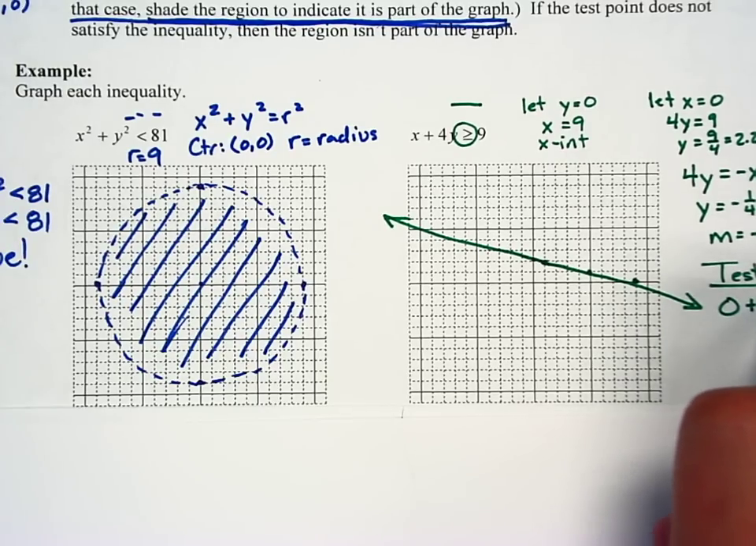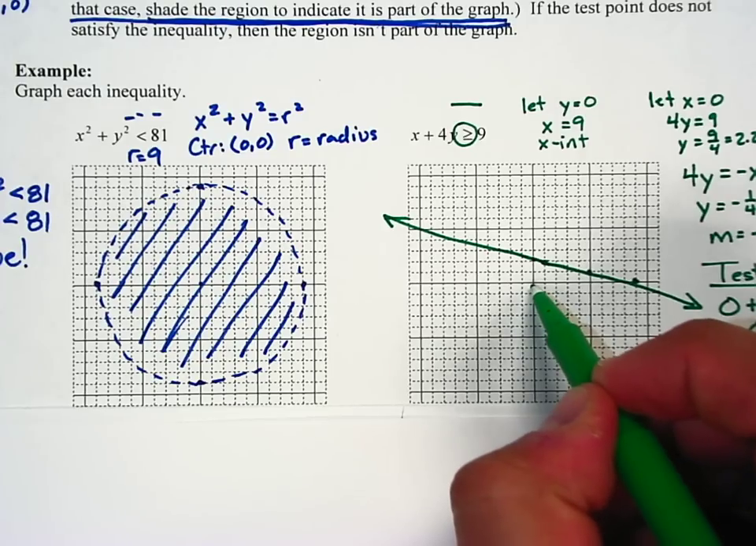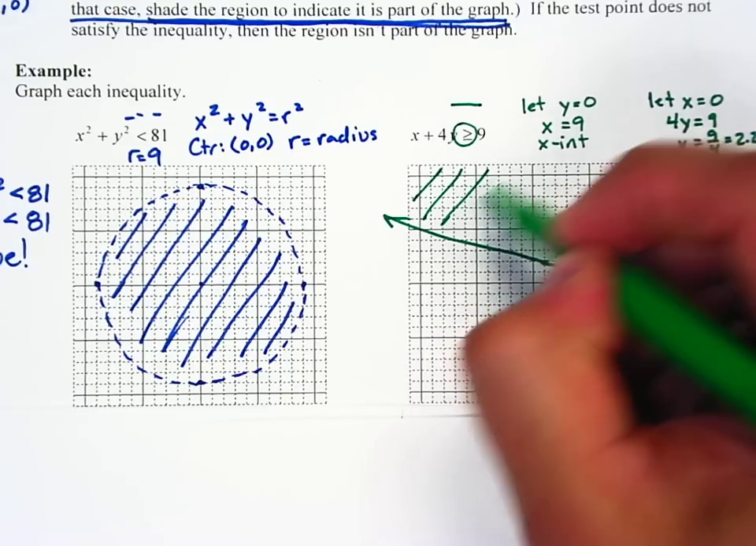0 plus 4 times 0 is greater than or equal to 9. That means 0 plus 0 is greater than or equal to 9. 0 is greater than or equal to 9. That's false. So what that means is my test point is here. That's not in the solution set, so I'm going to shade the other way.